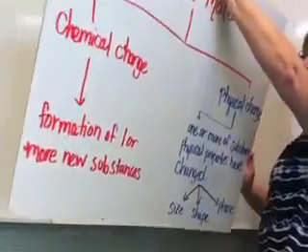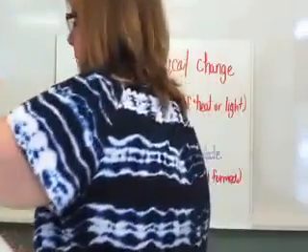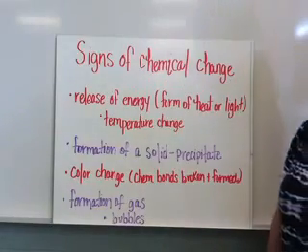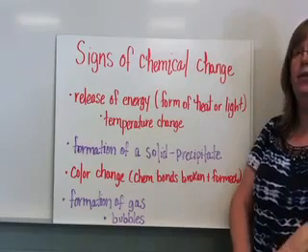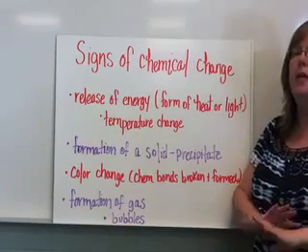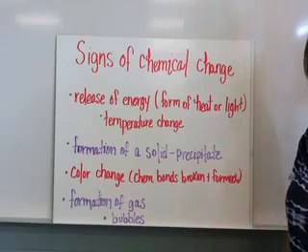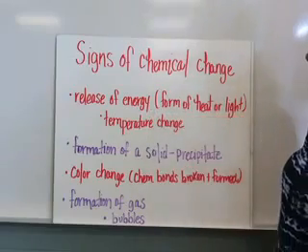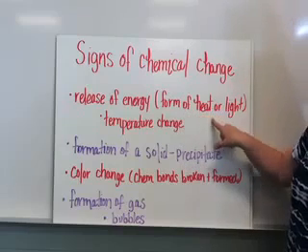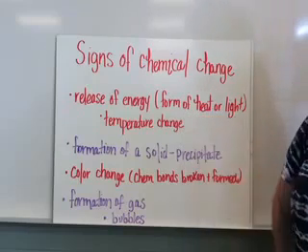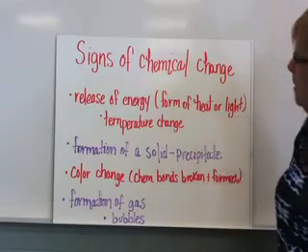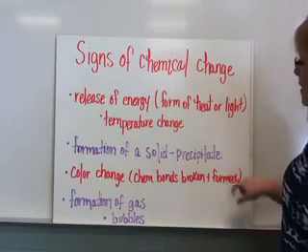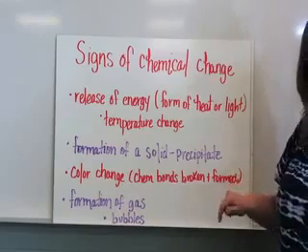Now, let's go ahead and talk about chemical changes. Here are some signs that you've had a chemical change. In other words, you have formed a completely new substance. So, first of all, there could be a release of energy. And that release could be in the form of heat or light. So you look for temperature changes. There could be the formation of a solid. And that solid is sometimes called a precipitate.